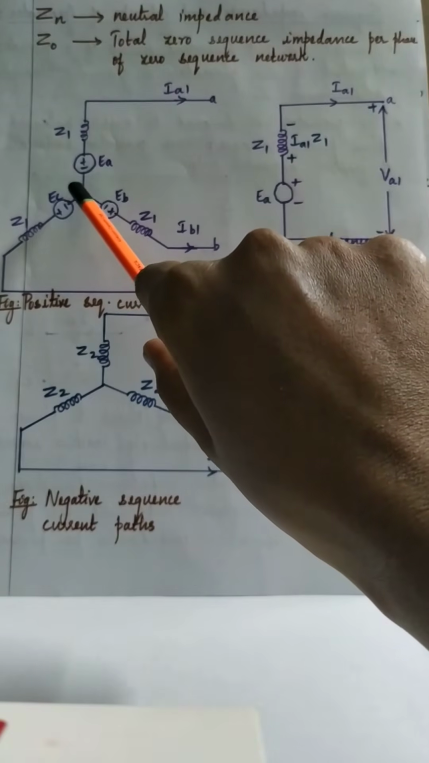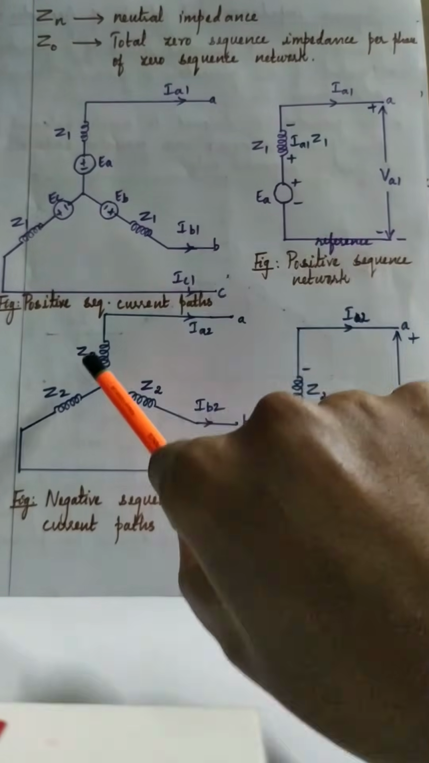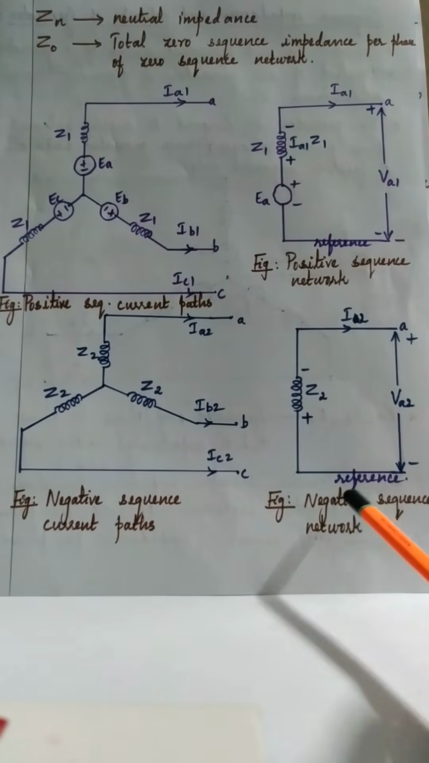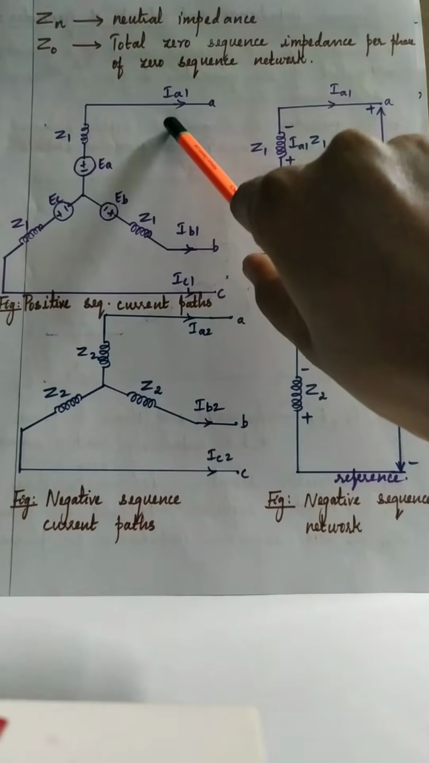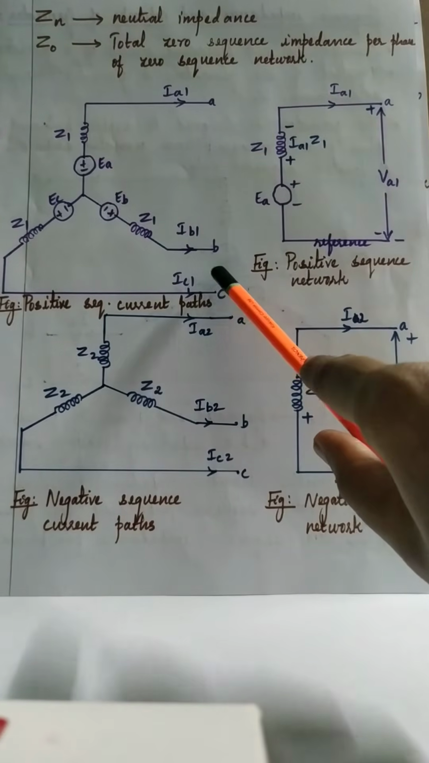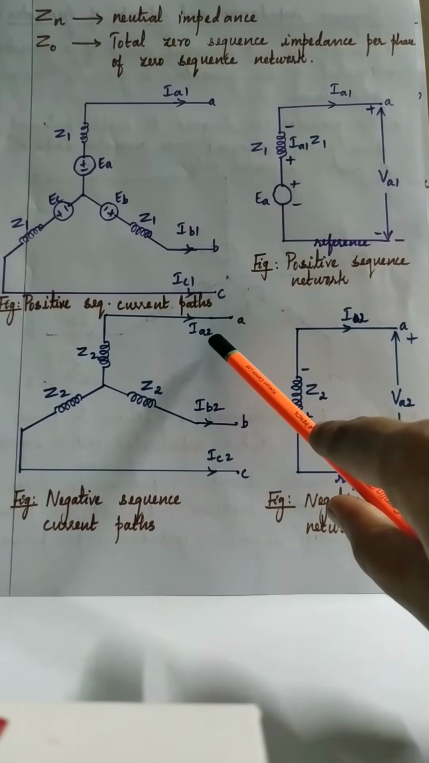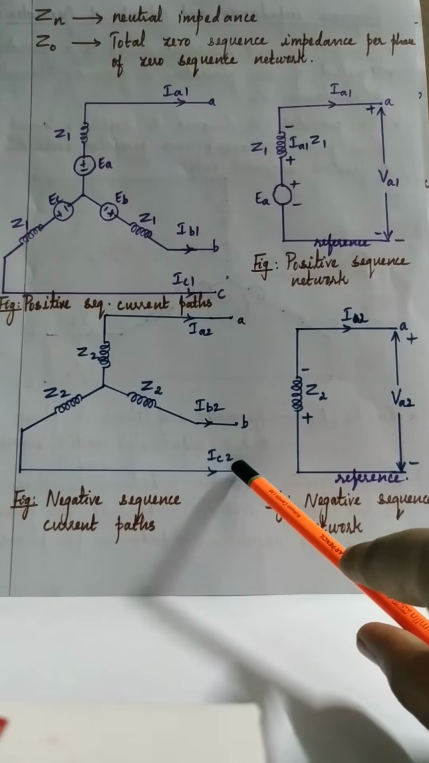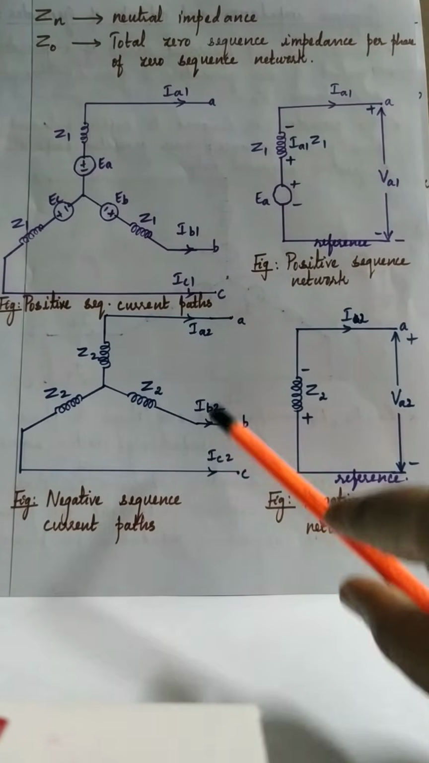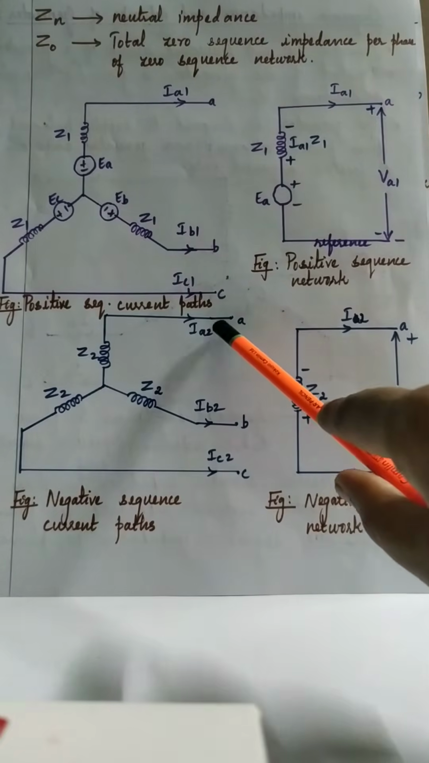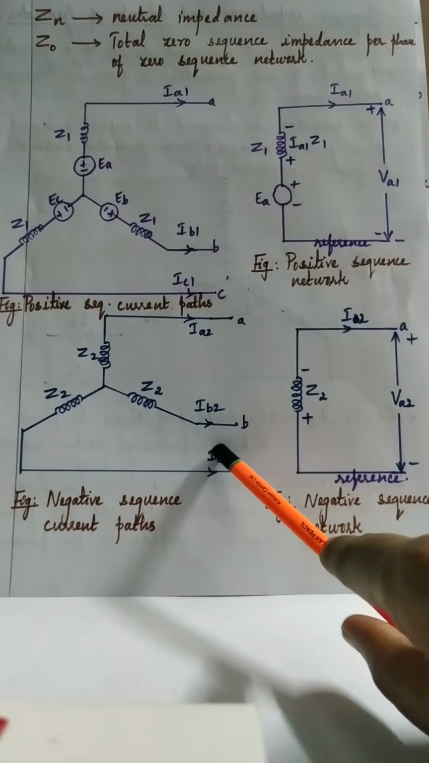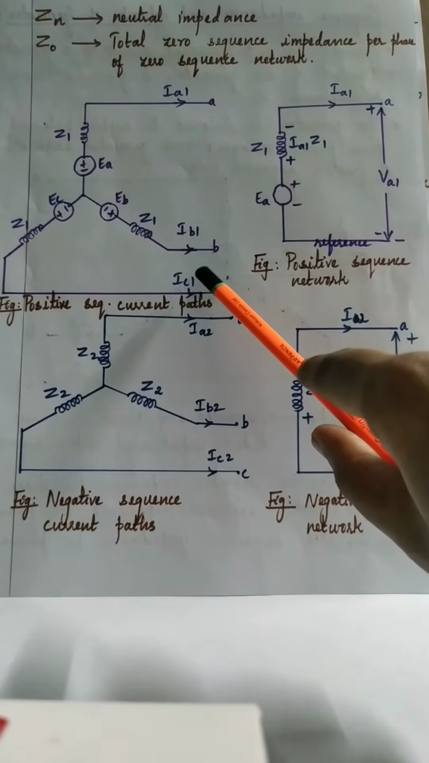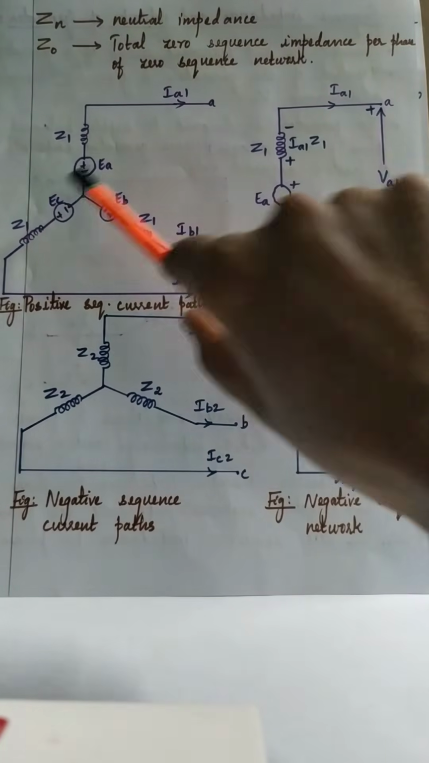That is the reason why we have not taken the neutral wire while drawing the positive and negative sequence network. IA1, IB1, IC1 mutually differ by 120 degrees. In the same way, IA2, IB2, IC2 also mutually differ from each other by 120 degree phase angle. So the summation of the three negative sequence components will be 0. Summation of three positive sequence components also will be equal to 0. So IN will be equal to 0. That is the reason why we have not taken Zn.